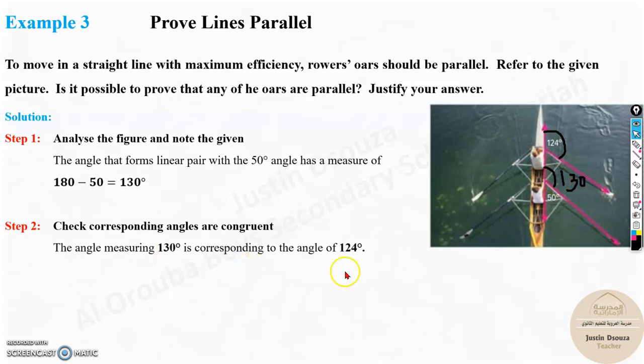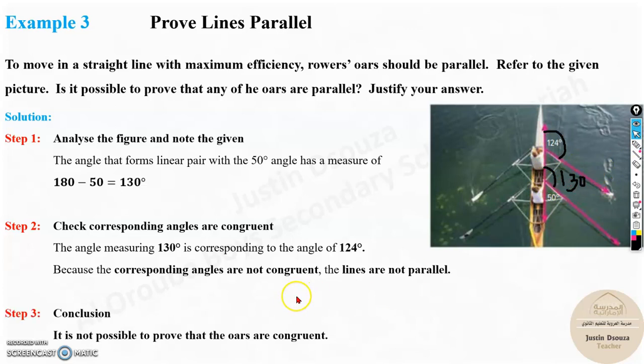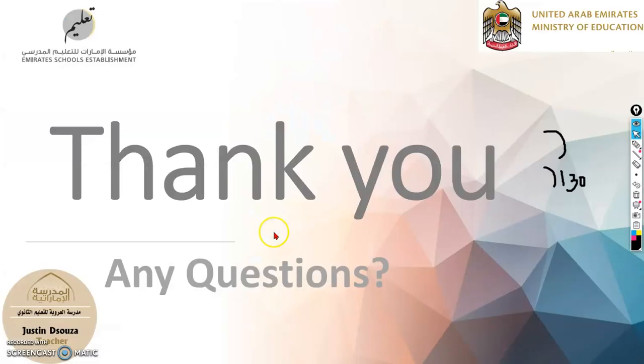Are the corresponding angles congruent? No. See, in this case, the angle over here is 130 and over here it's 124. The corresponding angles are not congruent, so they are not parallel. Only if these two angles were congruent would they be parallel. So over here, we can't prove that they are parallel. We have no clue about the other side, so we can just say we cannot prove they are parallel, because from these corresponding angles, they are not congruent. So that is how we can prove it.